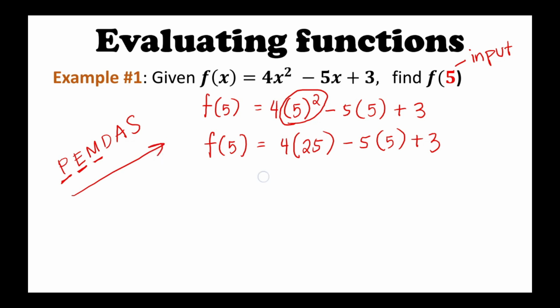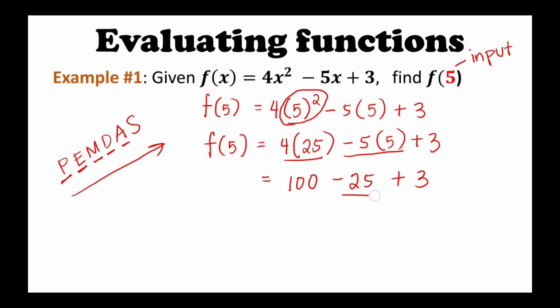So, multiplication. So, i-multiply natin yung 4 times 25. Tsaka yung negative 5 times 5. So, 4 times 25 is 100. Then, negative 5 times 5 is equal to negative 25. Then, bring down natin yung plus 3. So, we are done with the multiplication. May division ka ba? So, in this case, wala tayong kailangan i-divide. So, may kailangan ka bang i-add? So, from left to right.